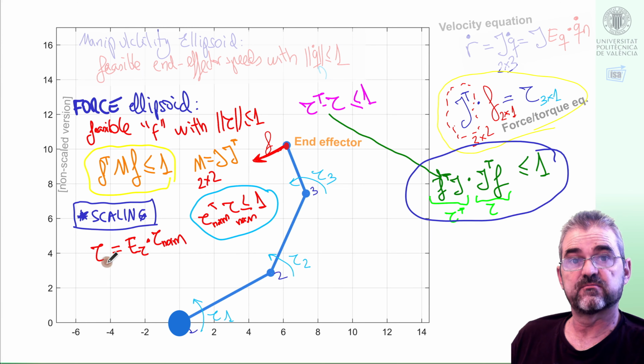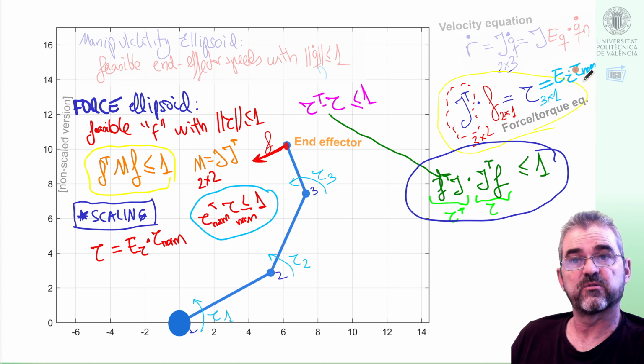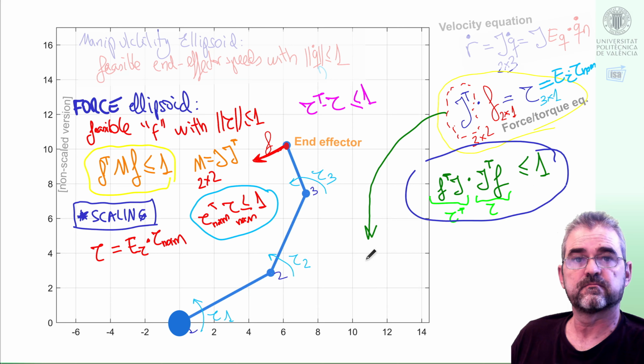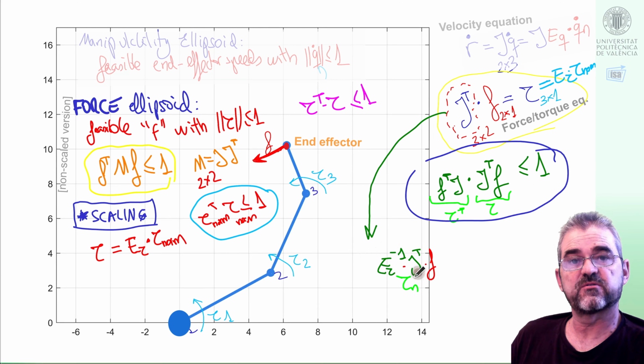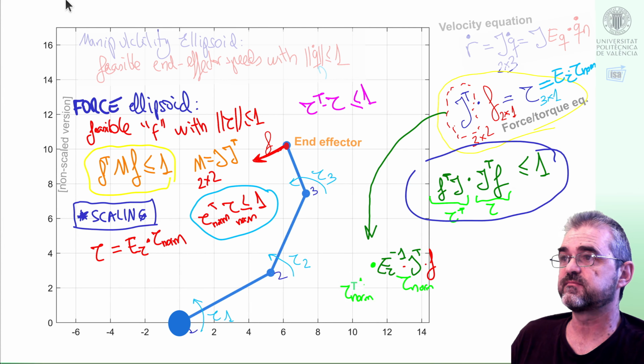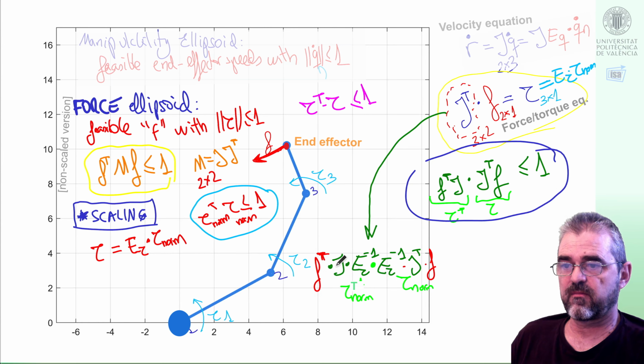So when this tau is 1, then it will multiply by its maximum value in physical units to give the maximum tau. So once I have this scaling, if I replace here this E tau normalized, then I can write that tau normalized is equal to the inverse scaling times the Jacobian transpose times F. So subsequently, the transposed that appears here at the left will be E tau minus 1, because I am assuming this scaling is just diagonal, J, F transposed.